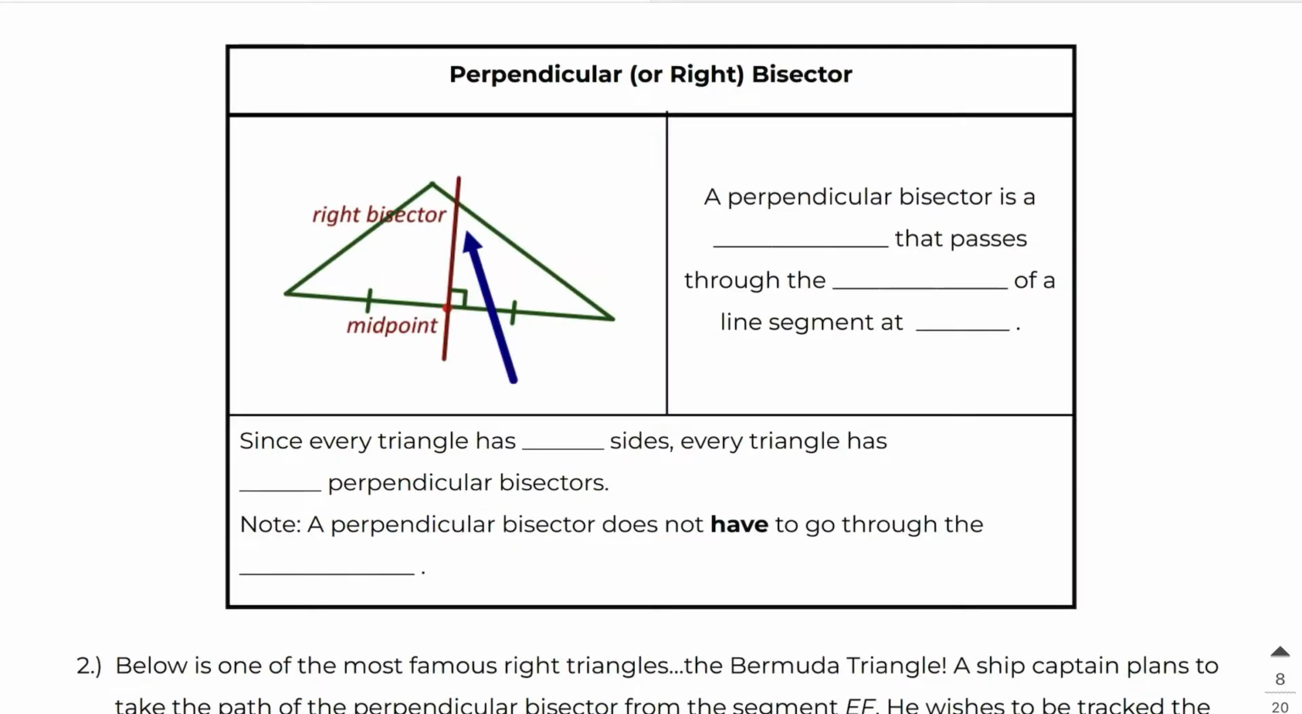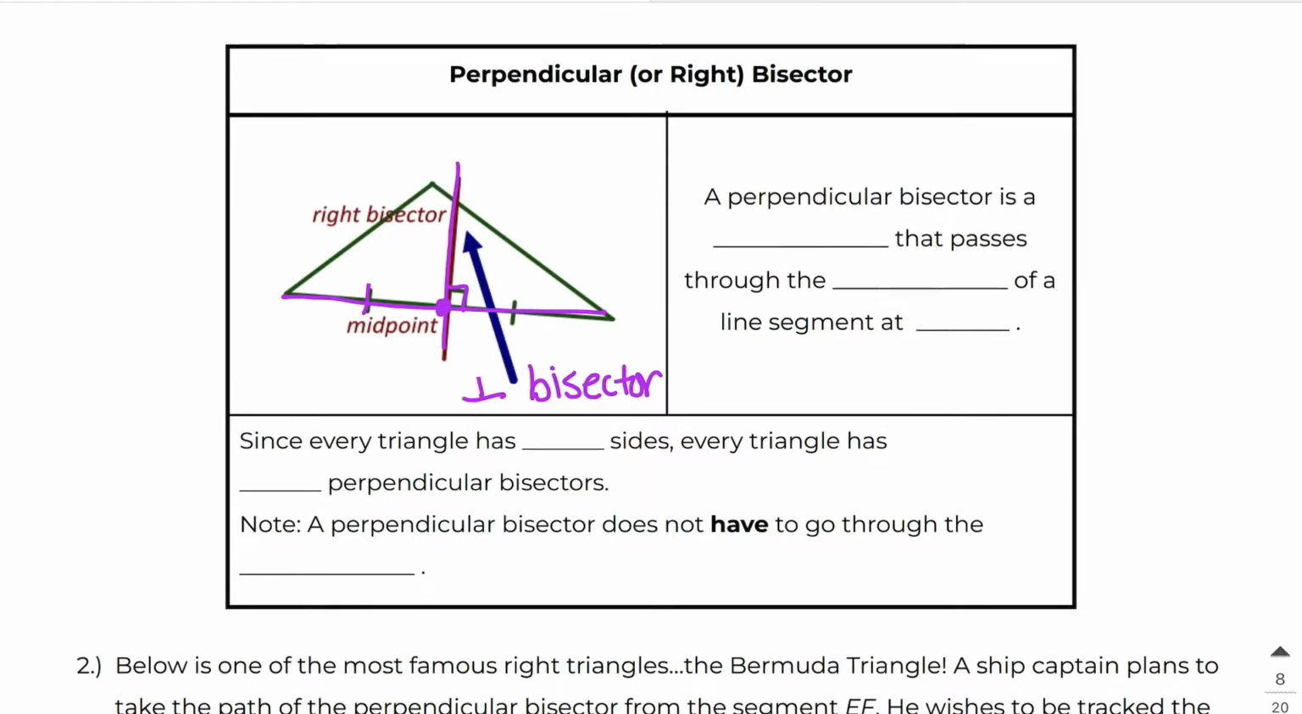All right, the next type of special line that we have here is something called a perpendicular or a right bisector. So if you look right here, this is our perpendicular bisector, and I'll just use the symbol for perpendicular right here. So when you hear the word bisector, it means it's cutting something in half. So this right here is a line that is perpendicular to this opposite side right here, and it goes through the point that cuts the opposite side in half. So it goes through the midpoint right here.